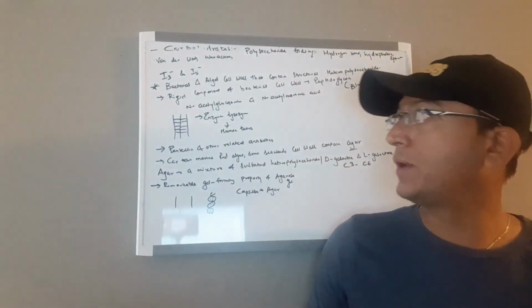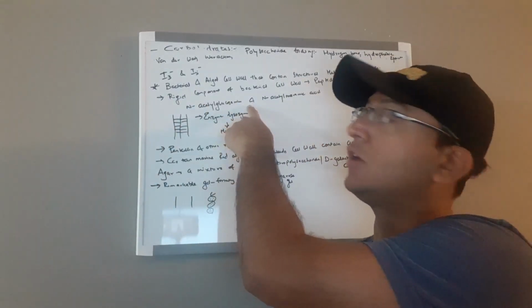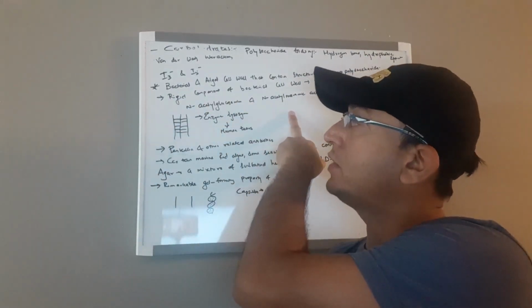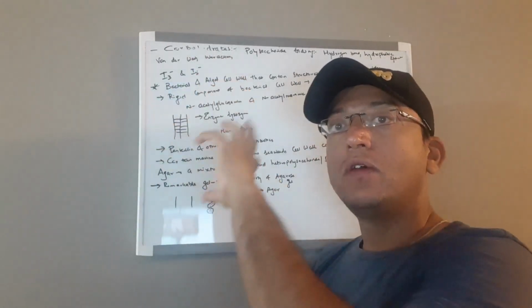Right, so in this topic we just saw the heteropolysaccharides, N-acetylglucosamine and N-acetylmuramic acid, right, and the agar, right, and the folding of the homopolysaccharides.